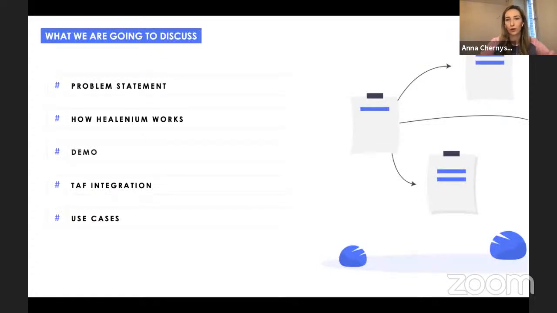What we will talk about today. First of all, we will discuss the problem statement: why do we need Healenium or some other self-healing capabilities in our tests? Then I will describe how Healenium works. We'll show some demo. We will discuss how to integrate it with a test automation framework, and I will describe some use cases that we already have from our customers.